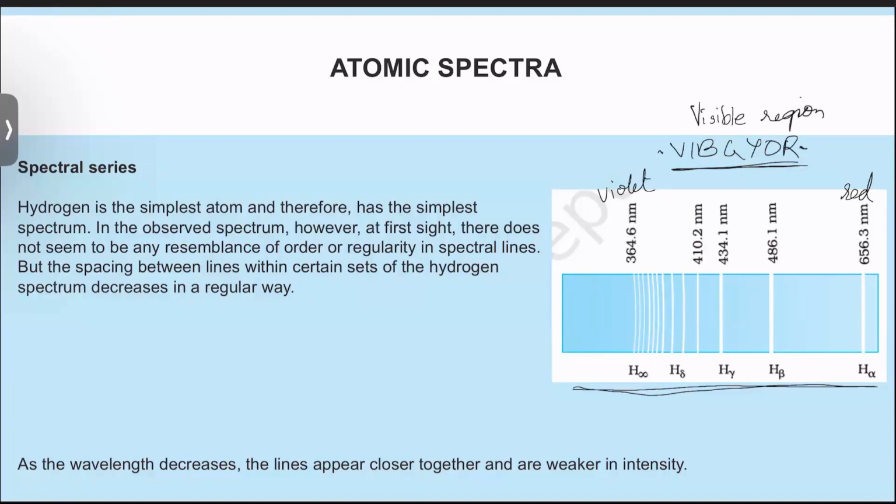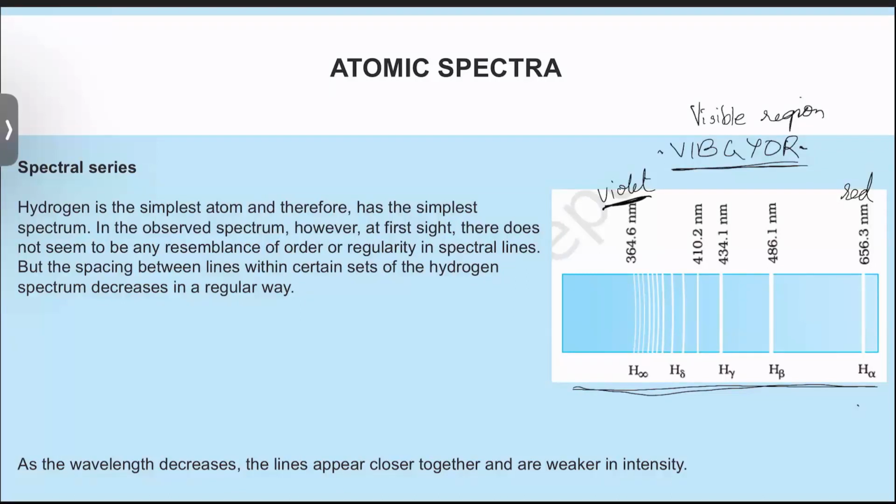The line that we see over here is called H alpha, and then after that you have H beta. Then the third line, at the wavelength of 434.1 nanometer, is H gamma, and so on, till you have H infinity. In the visible region itself, it will stop at the violet line.